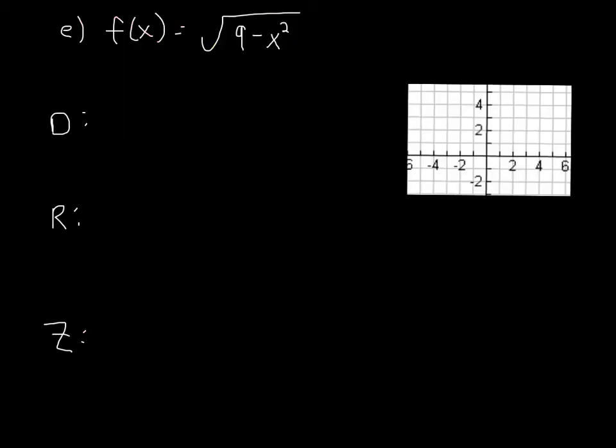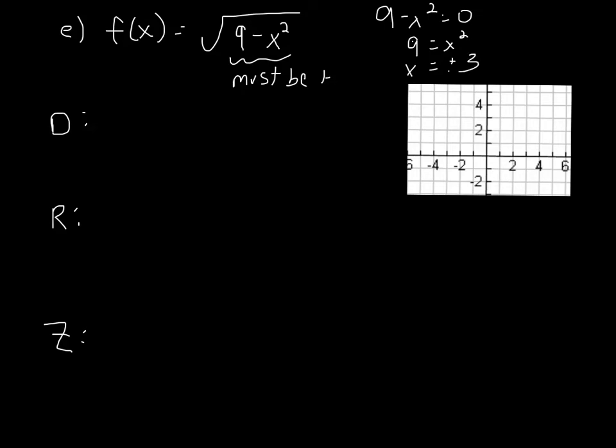Okay, moving right along. Here's one that's very similar. Again, this must be positive inside here. Okay, so set it equal to 0, and we're going to get our boundaries again. Add x squared to both sides. So x is plus or minus 3. That means your domain is going to go from negative 3 to 3.